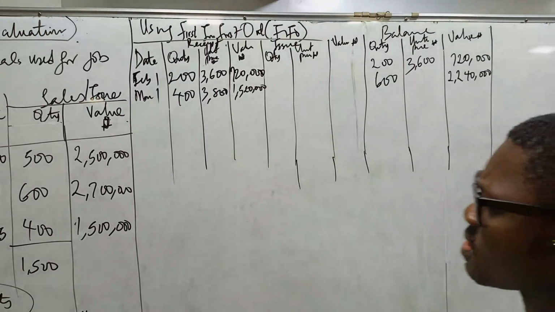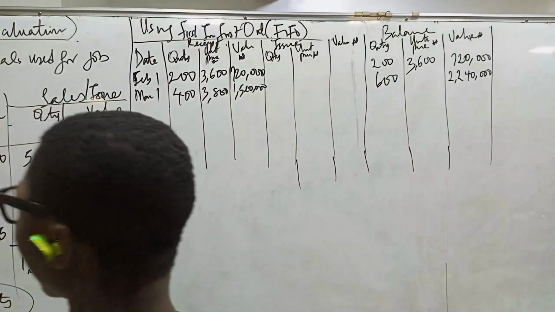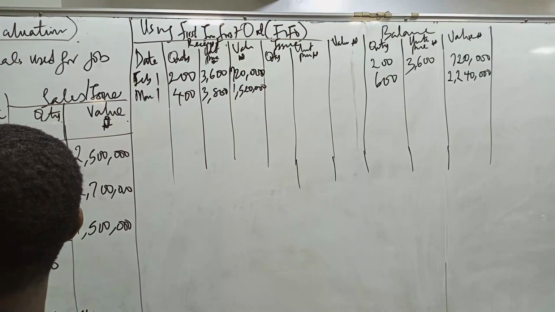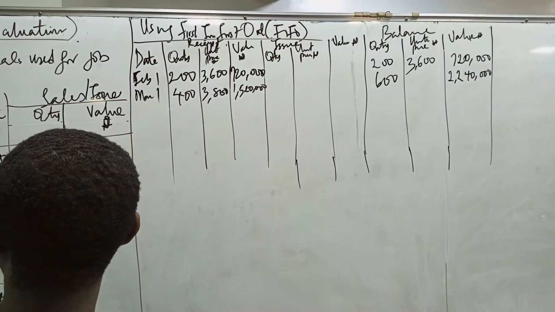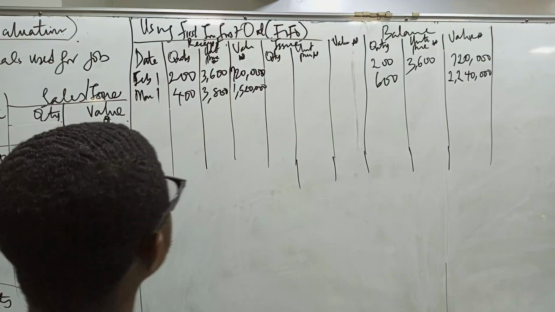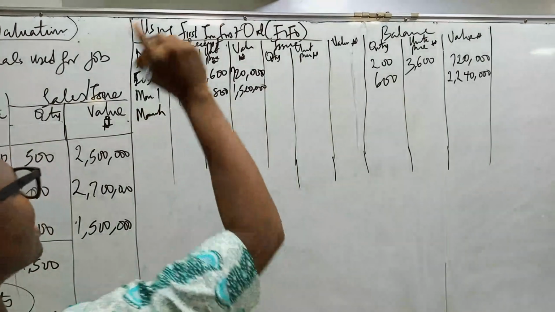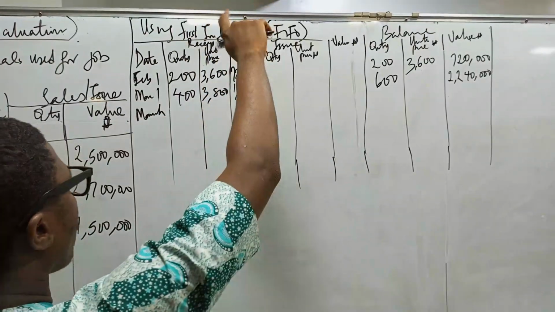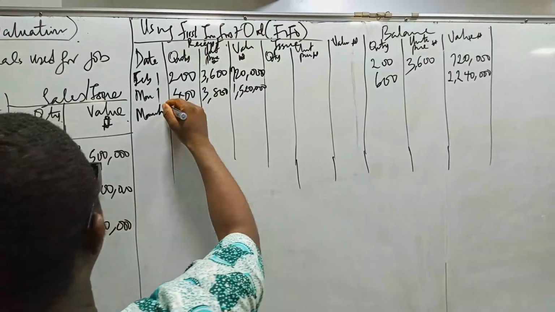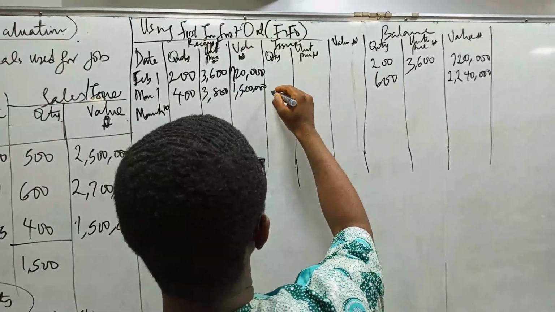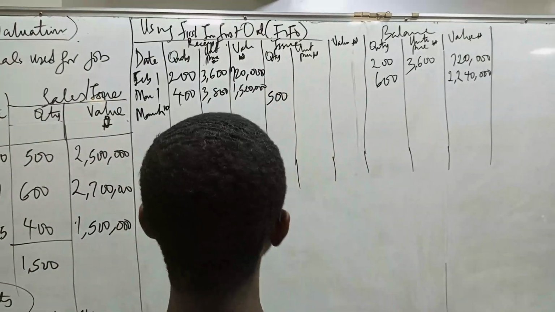2,240,000 naira. Now, before the next receipt, which was on the 5th of April, there was an issue. On the 10th of March, remember that we are using first in, first out. So on the 10th of March, we issued 500 units of the material.